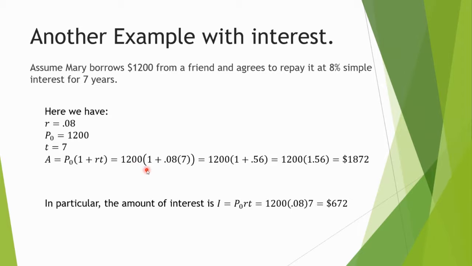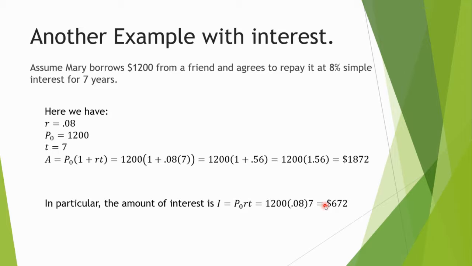$1,200 times 1 plus 0.08 times 7, which is the same as this, as you can see. And that turns out to be $1,872. So that's how much she owes. And notice the amount of interest she owes is this, $672. So that's just another example I wanted to do.